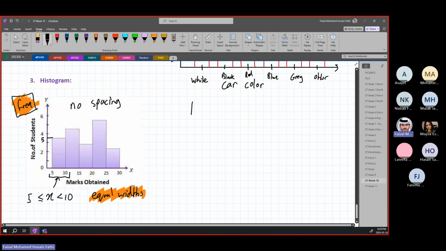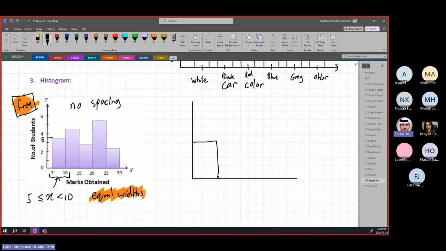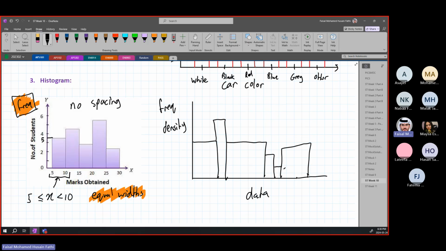If they are not equal widths, let's say, for example, if you have something like this, where you have something that is a bit thicker, and then something smaller, and then something thicker, and then something a bit smaller, and then something even smaller, and then something, let's say, that is thicker again, something like that. Again, remember there's no spacing. Here you're going to have something called frequency density, and I will explain that in a bit when solving the example. And then here you will have your data, whatever your data is. All right. Here, what you need to know is the differences.